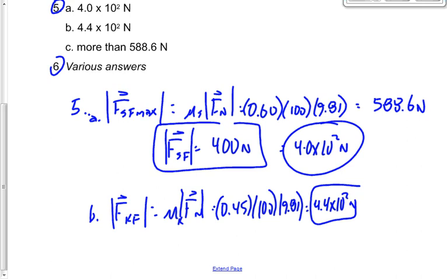And finally, C, how much force is required for the object to start moving? Quick answer to this one. My maximum static friction is 588. The force that's required to get it moving is 588, right? Good? You guys okay with that question?